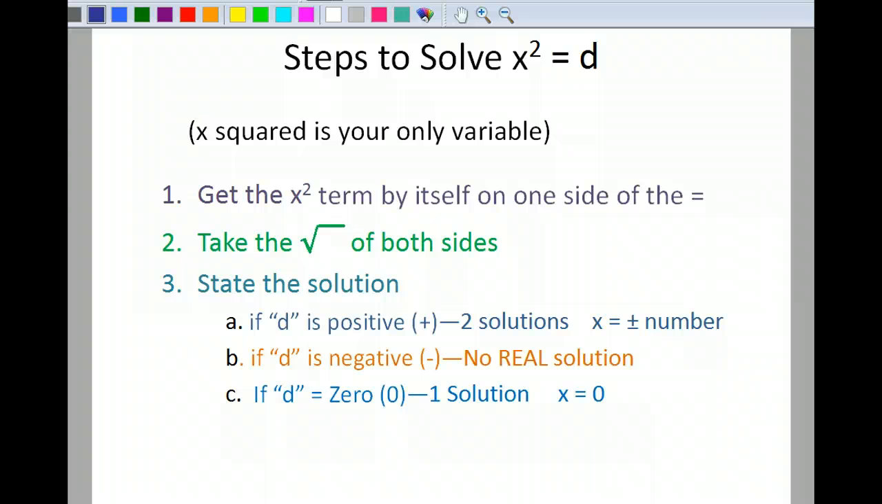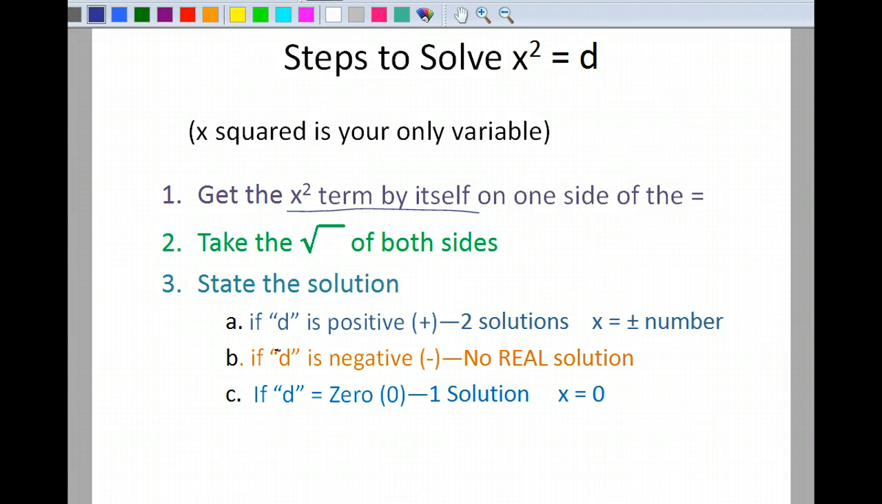Okay, now let's take a look at the steps that are used to solve equations that have x squared equals d. That means our x squared is my only variable, or y squared or b squared or whatever variable you're working with. There is no b term anywhere. The first thing you're going to do is get the x squared term by itself. Make sure it's on one side of the equal sign with nobody else. Then you need to take the square root of both of those sides. Then you've got to state your solution.